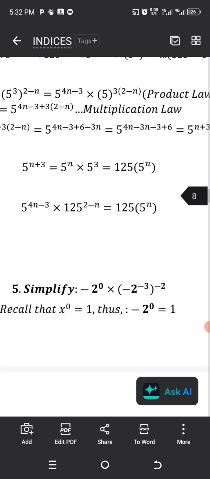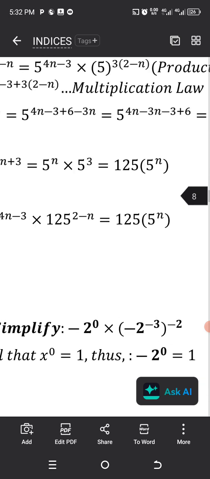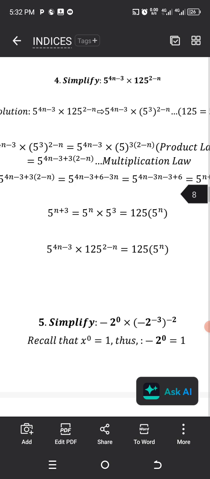5 raised to power n plus 3, you can split from what you understand of the multiplication law. You reverse it. That is why the expression 5 raised to power n plus 3 can also be written as 5 raised to power n multiplied by 5 raised to power 3. So 5 raised to power 3 is 125 multiplied by 5 raised to power n. You can leave it like this and put it as the final answer, which is 125 into parentheses 5 raised to power n. So that is the solution for that.